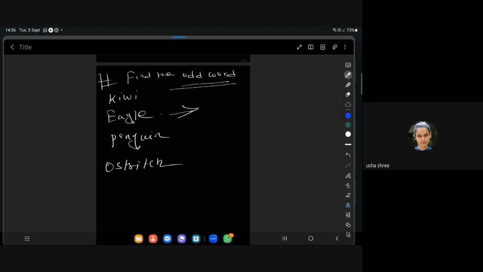Kiwi fruit, I think they are written together. The name of the fruit is kiwi fruit, F-R-U-I-T, like this. And the bird, kiwi bird, is written as simply kiwi. Kiwi and kiwi fruit. Like dragon fruit, like this. Okay, next.